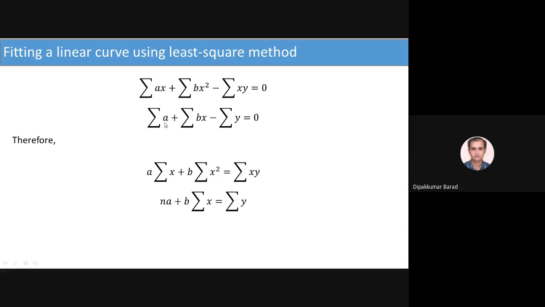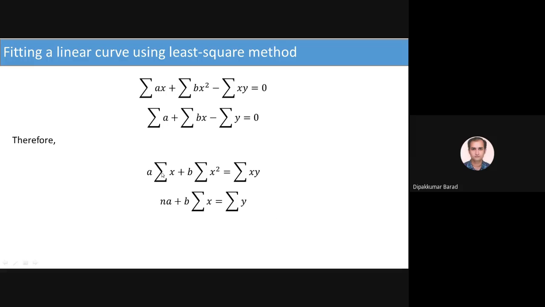And now this a is constant and i varies from 1 to n. So this sum is a plus a, n times, so I get n a. And here b is constant, so we take it outside the summation, x, and it is equal to summation y. So these are our normal equations.